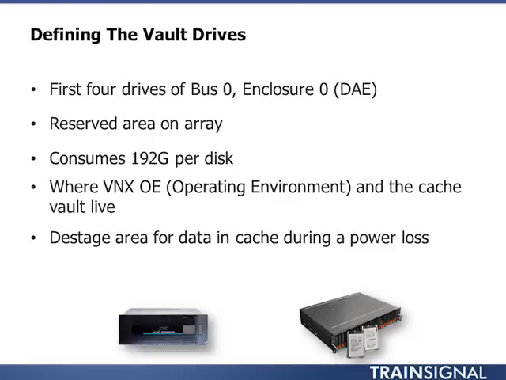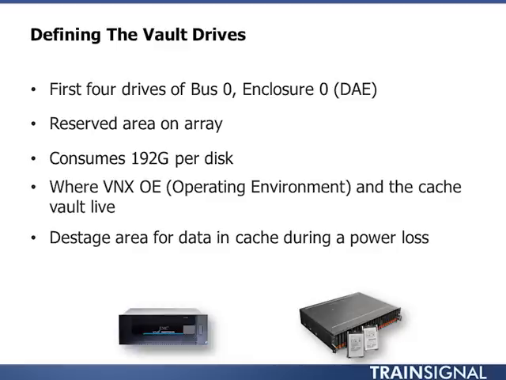Now, what the cache vault provides is a destage area for your hot data, your cache, in case of power loss on the array itself. So you have data that's coming in from your host, and it's coming across multiple protocols, especially on the SPs. If it's coming across as FCoE, iSCSI, or Fibre Channel, that data is always going to be written to cache first in most scenarios.